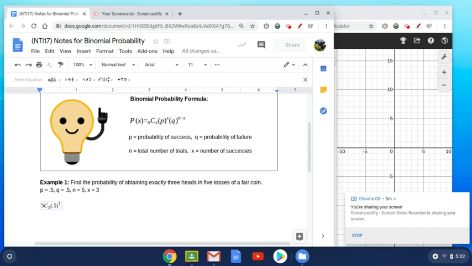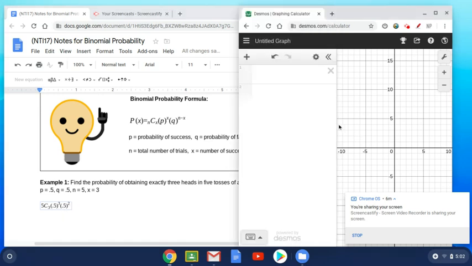Okay, then I go to the last part. It says q to the n minus x. Okay, and let me explain to you what that is. So q is our probability of failure. So this last part is going to deal with getting tails. So what's happening here is I'm saying, well, if I got heads 3 times out of the 5, then I want to get tails 2 times out of the 5. So that would be 0.5 squared.